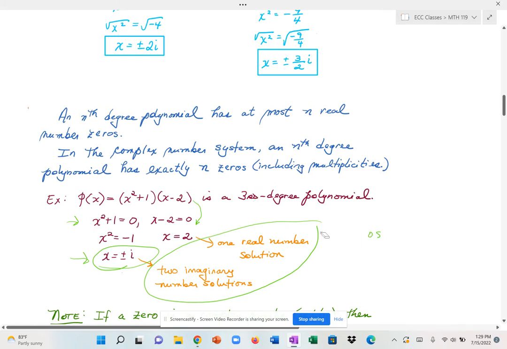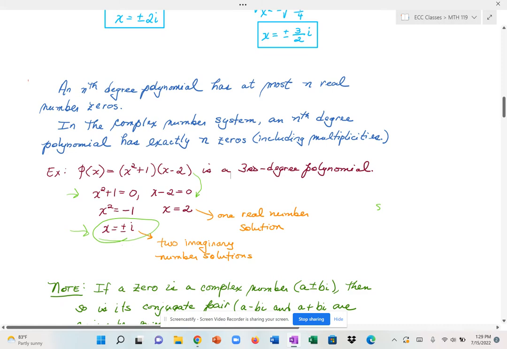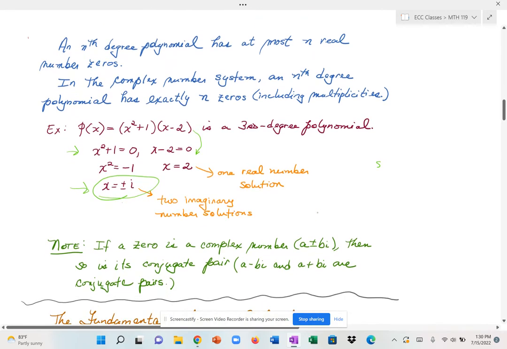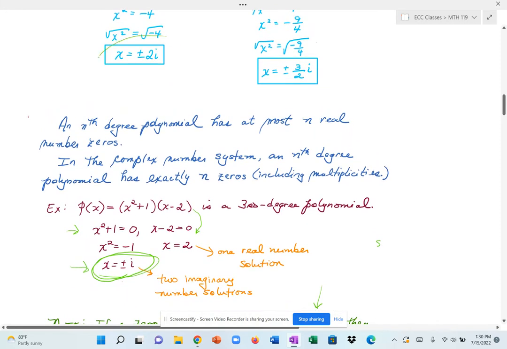Okay, so if a zero is a complex number, and again, it's of the form a plus or minus bi, then so is its conjugate. So what's a conjugate? If a minus bi is a zero, then a plus bi will be a zero of the function, and vice versa. So that's why here, both positive i and negative i were solutions or zeros of this polynomial. You can't have one without the other when you're looking at the complex number system. Here, those are conjugates, and these two are also conjugates.